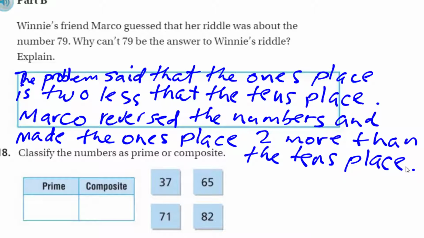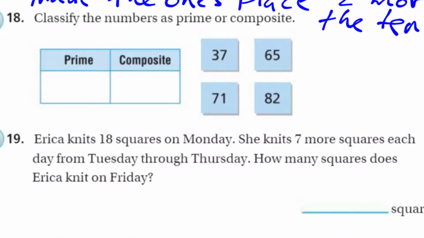Okay, there you go. That's kind of like what we said already. So yeah, he just switched it around. He just made the ones place 2 more than the tens place when the problem said the tens place had to be 2 more, or the ones place had to be 2 less, is actually how it was phrased. Easy peasy, lemon squeezy. Okay, now we look at number 18.